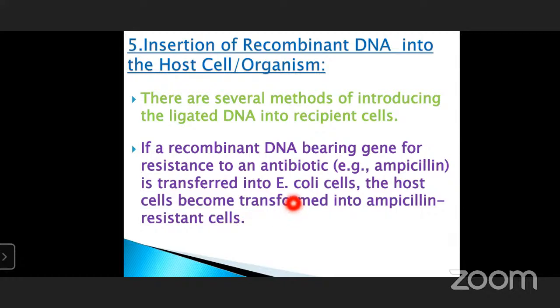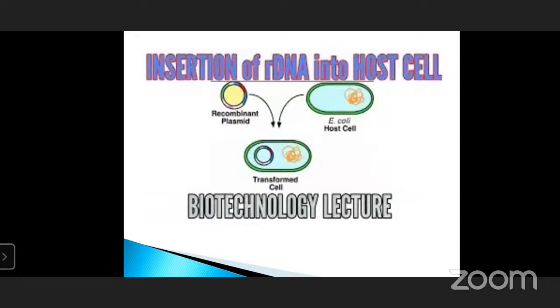The transformed cells or transformants are identified from non-transformants with the help of the ampicillin resistant gene. The transformants have the ampicillin resistant gene, and the non-transformants do not have it. So this ampicillin resistant gene is used as a marker gene to identify the transformants from non-transformants, which are transferred into the recipient cells.